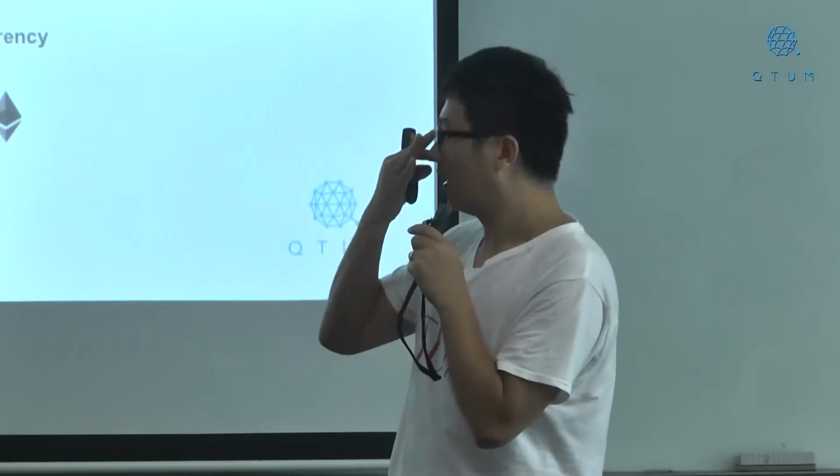The first one is scalability. How can we really solve the scalability problem? We need a higher TPS. We need to be able to support 10,000 dApps one day. How can we solve the problem?